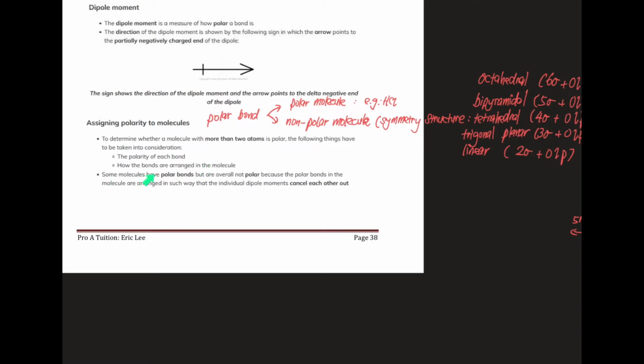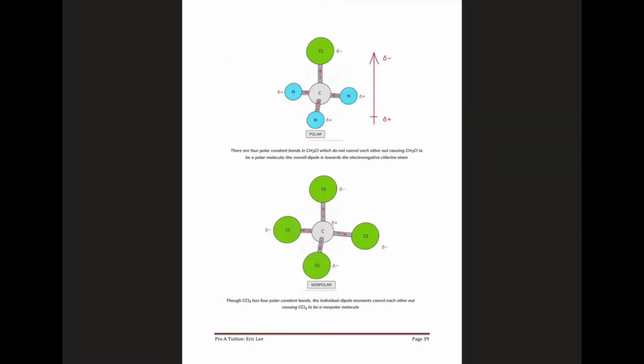Some molecules have polar bonds but are overall not polar molecules, because the polar bonds in the molecules are arranged in such a way that the individual dipole moments cancel each other out. This is what I was trying to say just now. They cancel out in all these situations. Let's move on. Now they give an example.